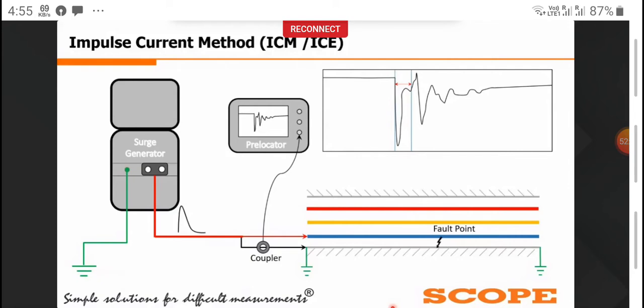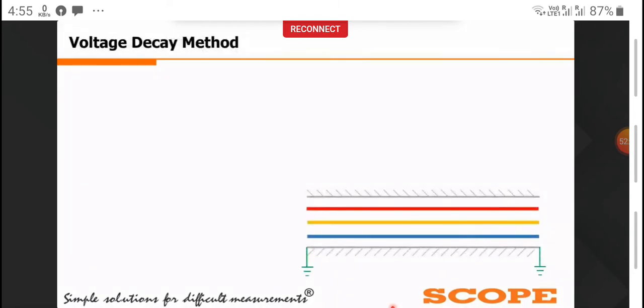There is also another limitation of the impulse current method: if the breakdown voltage of the cable goes beyond 32 kV, since cable fault locator manufacturers generally provide thumpers up to 32 kV, then if the fault does not break down up to 32 kV surging, we have to go to the voltage decay method.